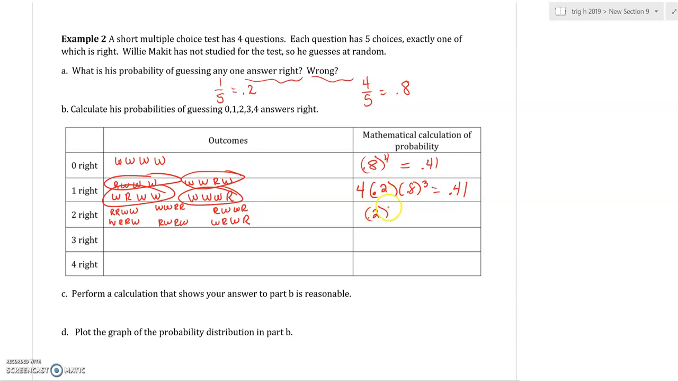So again, you have 20% and you have 2 right answers. You have 80% is wrong and 2 wrong answers. But again, there are 6 ways to have exactly 2 right. So that is 0.154.